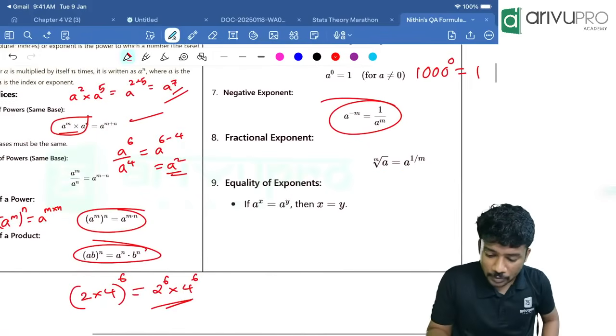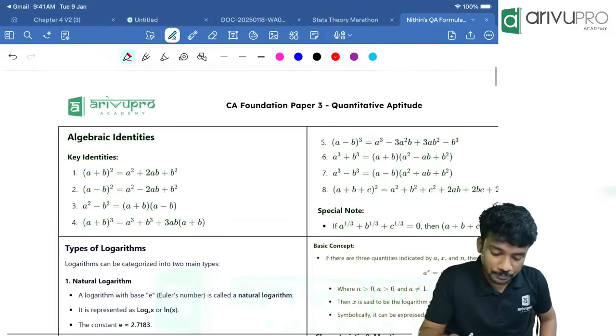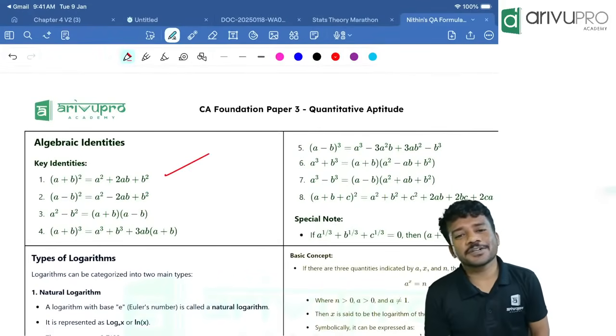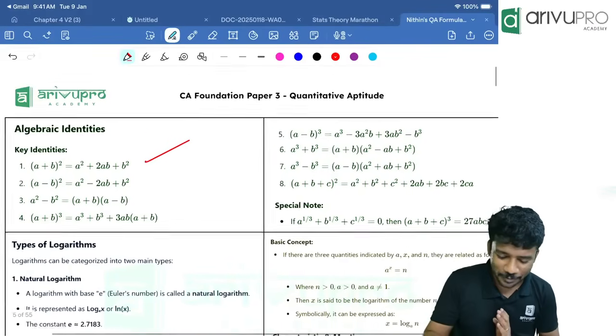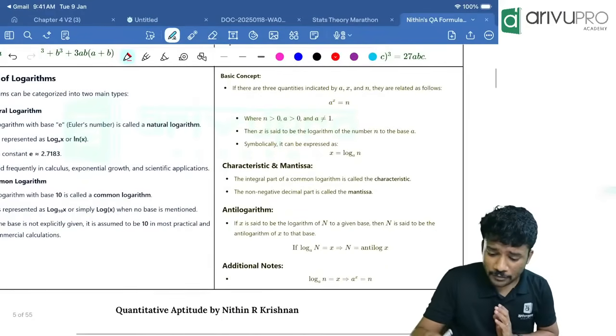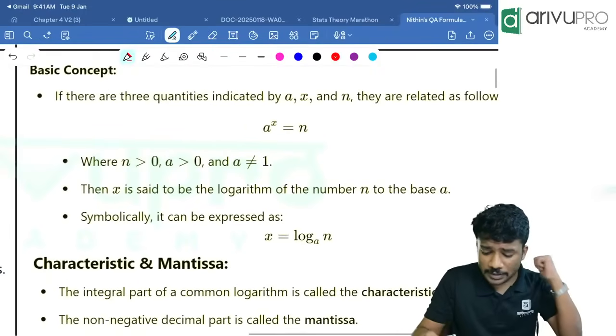Then, coming to the most important part, some of the basic properties we have learned long back. A plus b the whole square is what? A square plus this, and all that we know from the very basics. Now, some of the properties of logarithm. Yes, this one is very important.